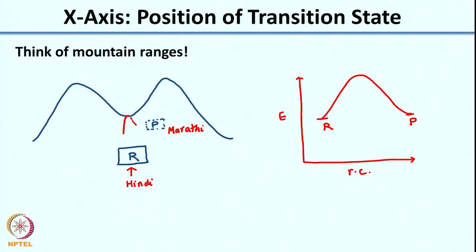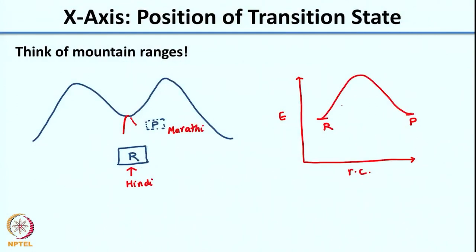All right. So this is a very common sense kind of question. Imagine that you are going from city R, where you have Hindi speaking people, to city P, where you have Marathi speaking people. Now imagine that you don't have a scenario where the path is highly symmetric going from R to P. So suppose it's not as symmetric as I've shown here, but the valley that you have, you reach the valley within say 10 minutes of starting your travel from R to P.